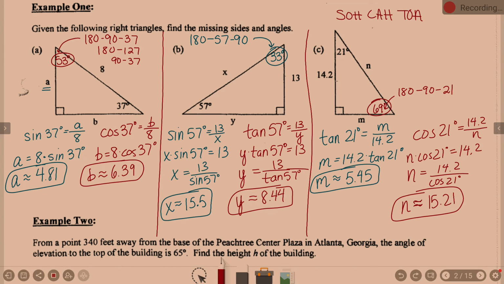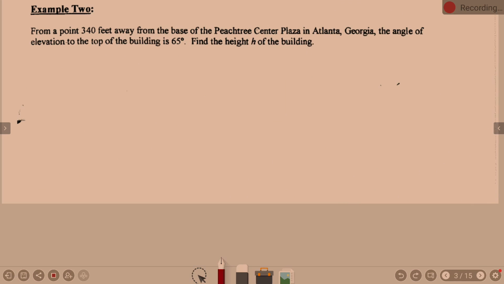They always happen, okay? So, from a point 340 feet away from the base of the Peachtree Center Plaza in Atlanta, Georgia, the angle of elevation to the top of the building is 65 degrees. Find the height, h, of the building.